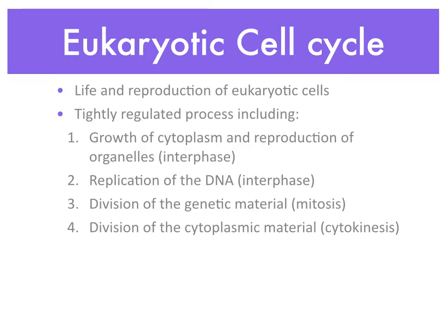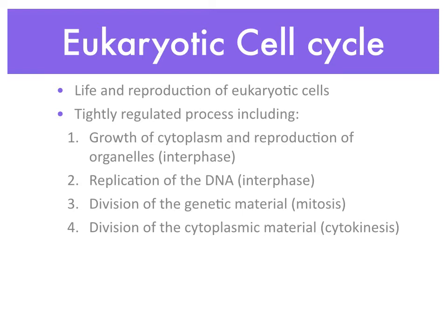So this is the cell cycle that will be seen in all eukaryotic cells, so including the unicellular cells that will make colonies, as well as multicellular organisms in which cells will reproduce in order to make tissues and organs. So this is a tightly regulated process, as we said previously. It will include 4 different phases and 4 different events. So first, it will involve the growth of the cytoplasm and the reproduction of organelles. This will occur in a phase called interphase.